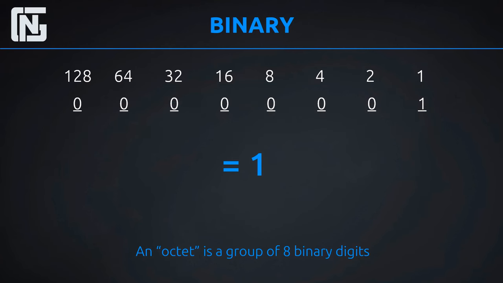Let's put up another series of zeros and ones and see what that writes out to. Now we have cleared out everything from 128 to 4, meaning it's all zeros, but we have the 2 and the 1 turned on. So with the 2 and the 1 turned on, what does that mean? We have 2 plus 1, and that equals 3. That's pretty easy.